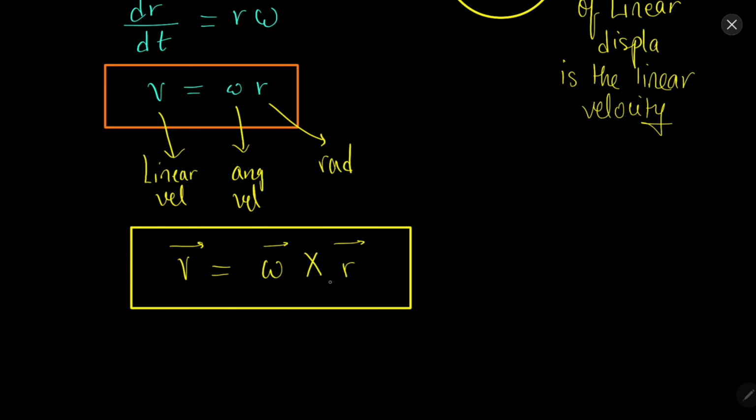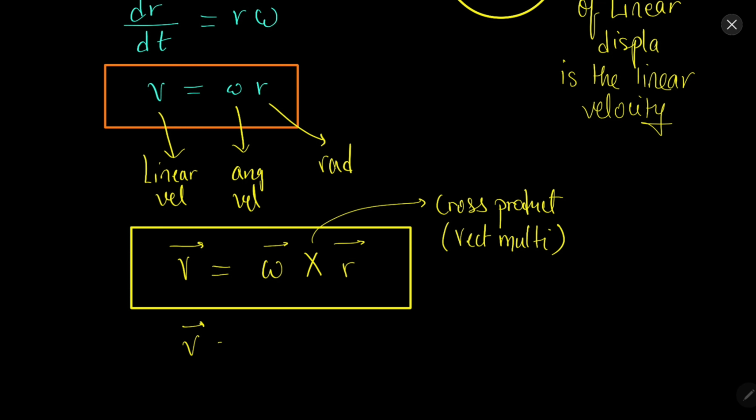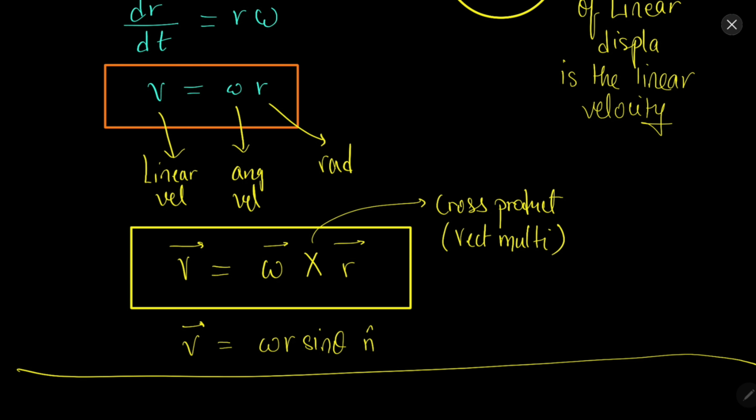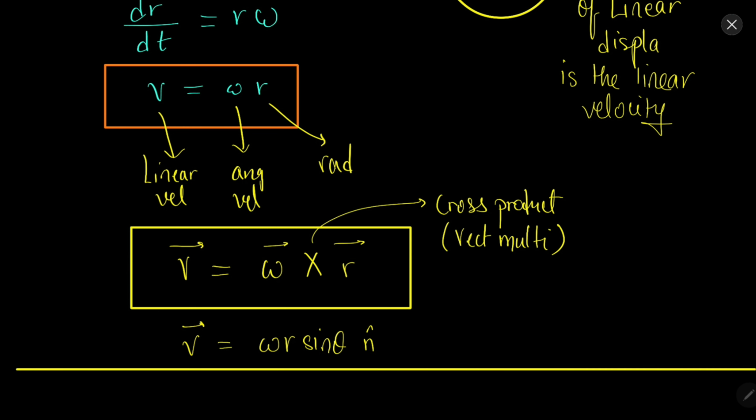Now what is this cross? Cross is representing the cross product or the vector multiplication, if you remember from the chapter in which we discussed vector multiplication. So this can also be written like this: v equal to omega r sine theta, n cap. n cap tells us about the direction, which is perpendicular, either outward or inward. It depends on the right hand rule. We will discuss the right hand rule afterwards.